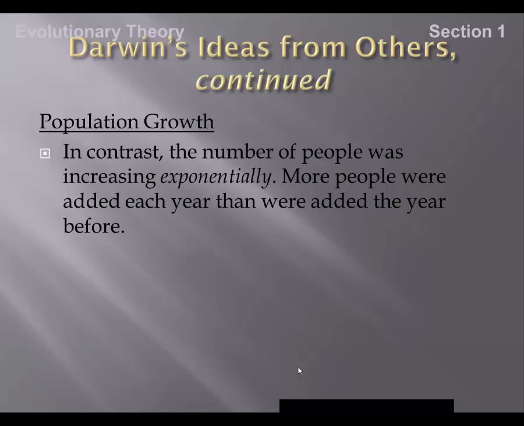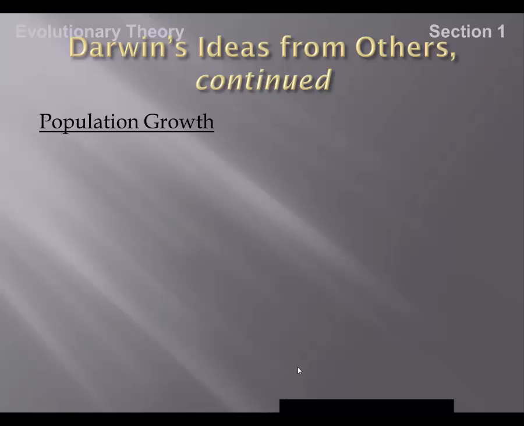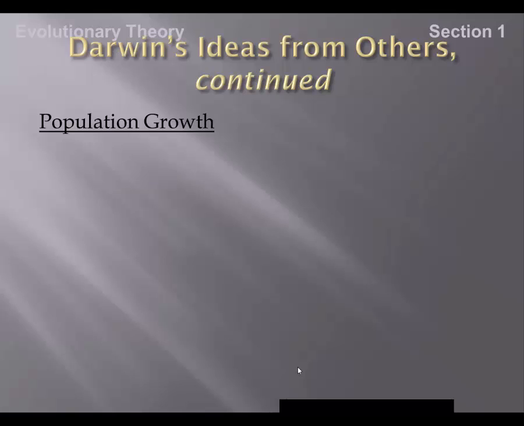So he noticed that there was an exponential growth with regard to the human population. There were more and more people every single year, but the relationship was not the same with regard to the amount of food that was being produced. So he noted that the number of humans could not keep increasing in that way, because many people would probably die off from disease, war, or even famine. Darwin applied Malthus's ideas to all populations.